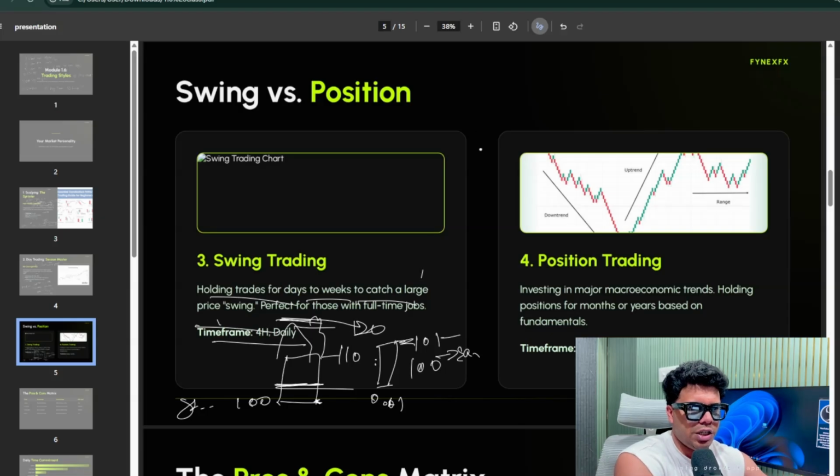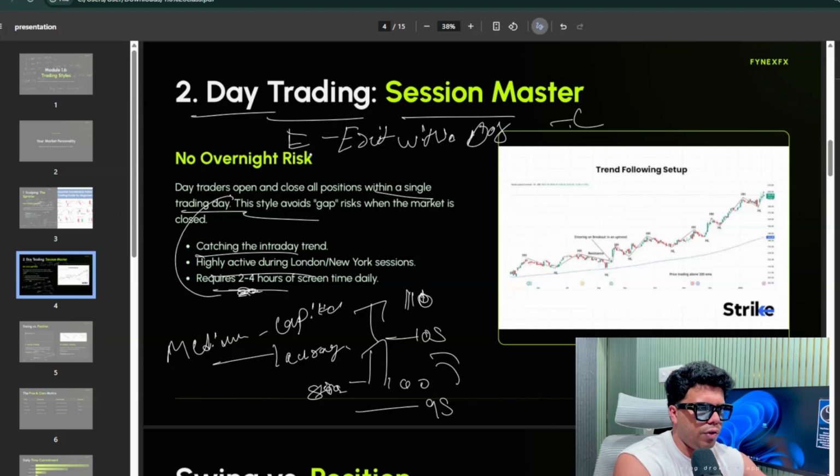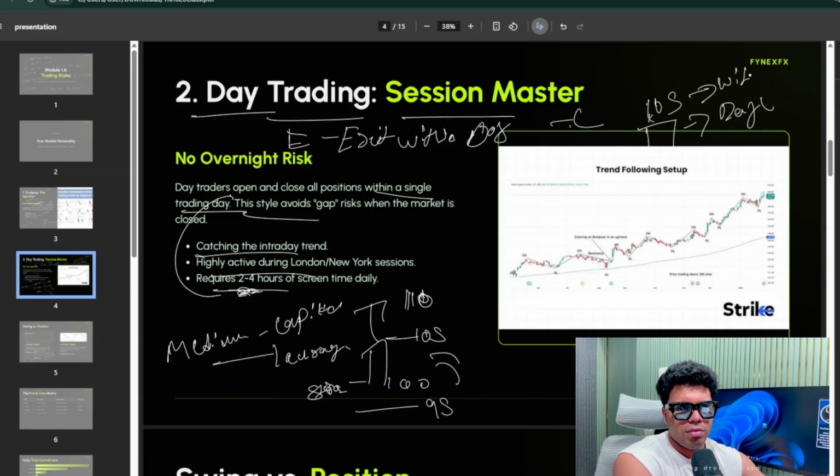If you're picking day trading, say you're targeting 105, right? This target is not achievable within seconds or minutes. That's why you're going to be a day trader, okay? It can be achieved within a day. That's why you're choosing different trading styles.